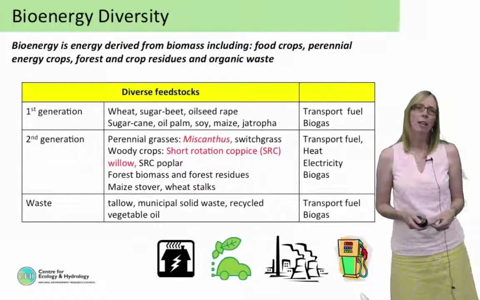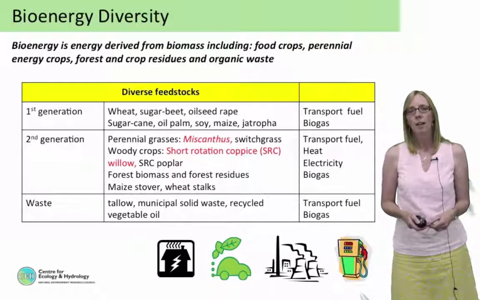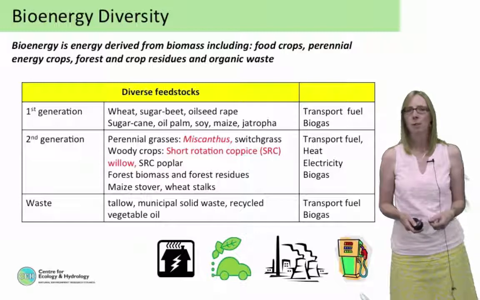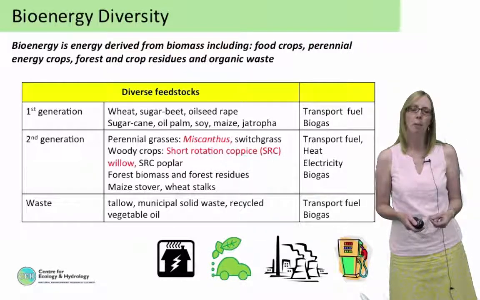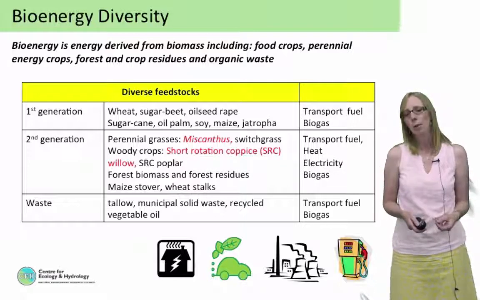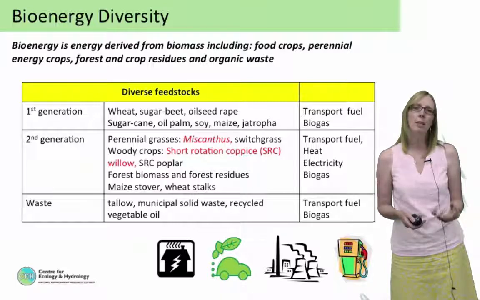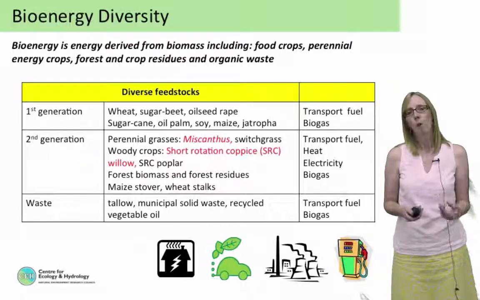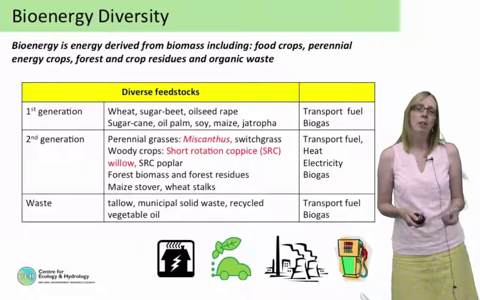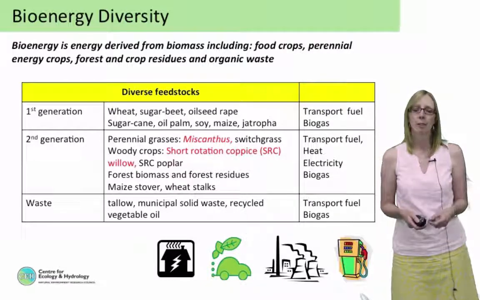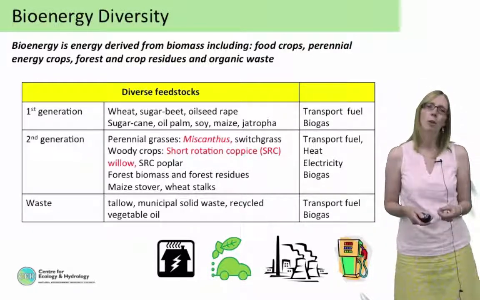Then we have second-generation bioenergy, which is sometimes also called cellulosic bioenergy. And this is made from perennial grasses such as Miscanthus and switchgrass, or woody crops such as short-rotation coppice, willow and poplar. And also can be made from forest biomass and residues and crop residues. And the difference with second generation is that the whole of the plant material is used, whereas with first generation you're simply using the grain or the oil seed. Finally, bioenergy can be produced from waste, but I'm not going to talk about that today.